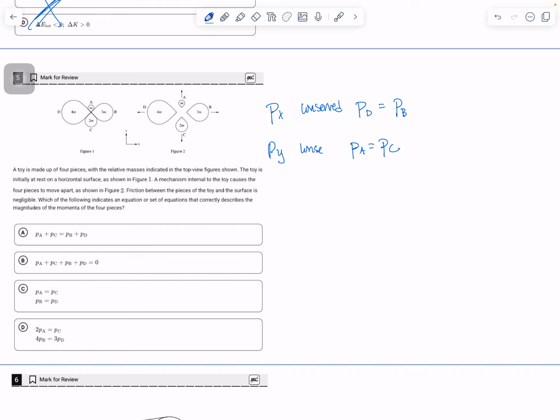No. That is not necessarily true because I'm going to have different momentum in the x dimension as compared to the y dimension. PA equals PC, PB equals PD, that looks good. And then no reason to do that. So it's important to recognize that my conservation of momentum is independent in each direction.